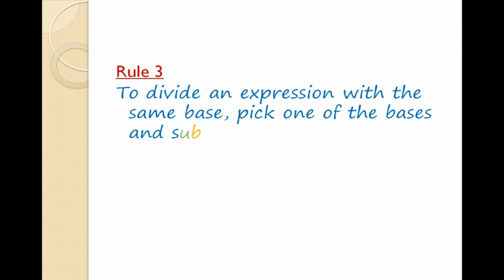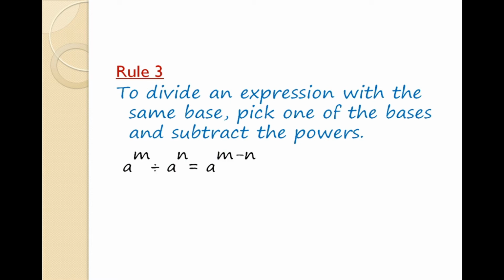The next rule: to divide an expression with the same base, pick one of the bases and subtract the powers. We have seen for multiplication we add the powers, but for division we do the exact opposite. In this case, we shall subtract. So a to the power m divided by a to the power n is equal to a to the power m minus n. For example, 5 to the power 6 divided by 5 to the power 4 is the same as 5 to the power 6 minus 4, and that is 5 squared.